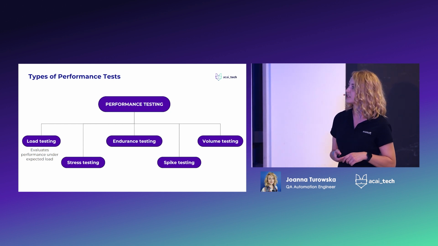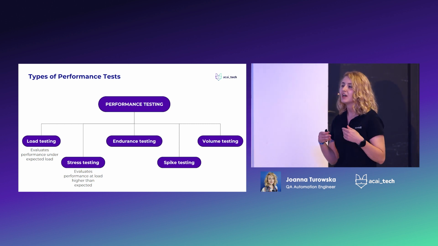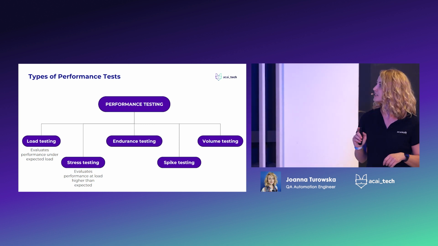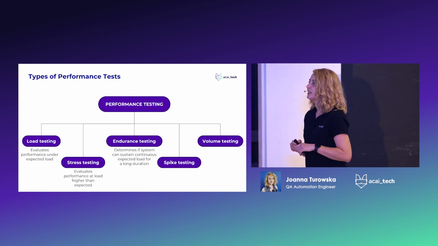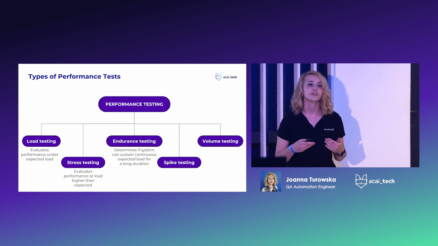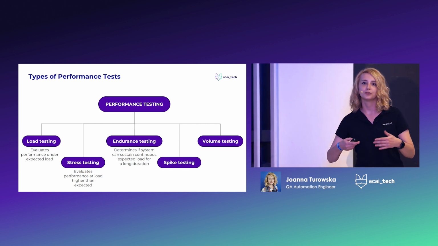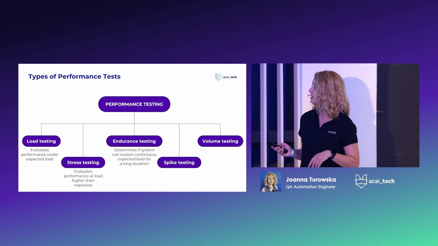The next one is stress testing. Stress testing helps us understand the top limits of our application. We execute stress testing by applying a load much higher than expected. The third type of testing is endurance testing. The aim of endurance testing is to verify if our system is able to support the expected load for a longer time.